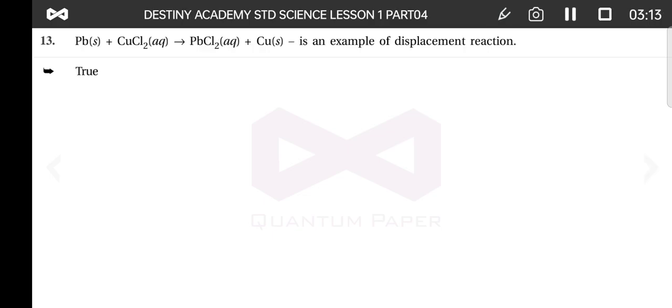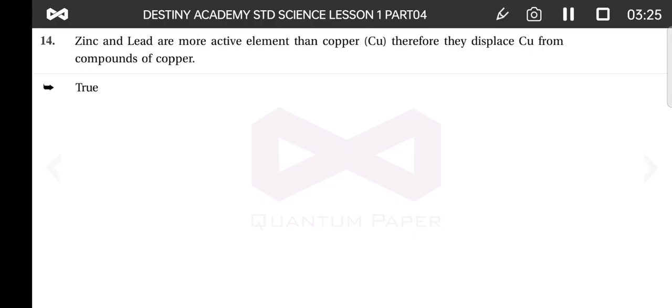Pb plus CuCl2 that gives PbCl2 plus Cu is an example of displacement reaction. So that is true. Zinc and lead are more active element than copper. Therefore, they displace Cu from compounds of copper. This is true.